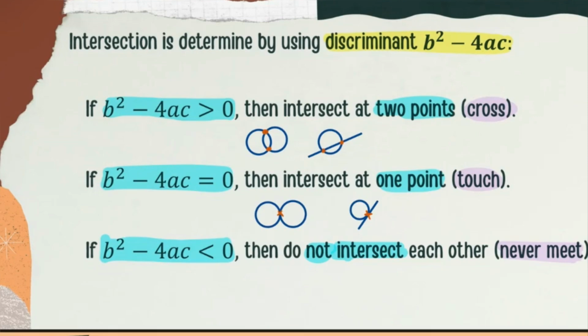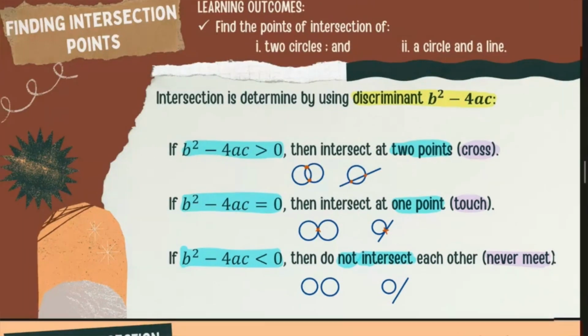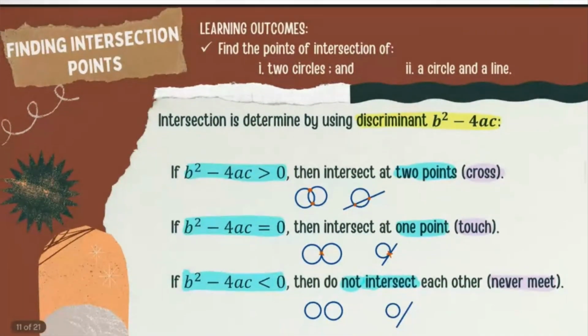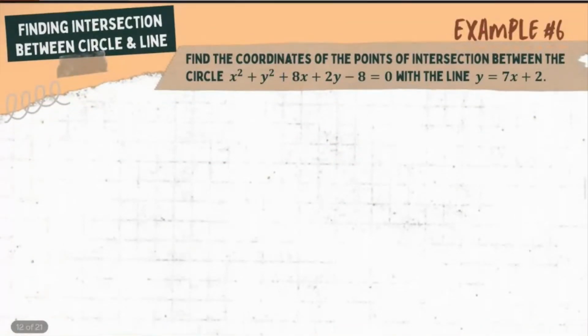Untuk contoh do not intersect, so ini adalah gambar rajah yang kita boleh buat. So dua circle ni nampak tak dia tidak bersentuhan ataupun circle dengan line pun samalah. Dia tidak sentuh. Okay, it never meet each other. Okay. Now kita pergi kepada contoh yang pertama.